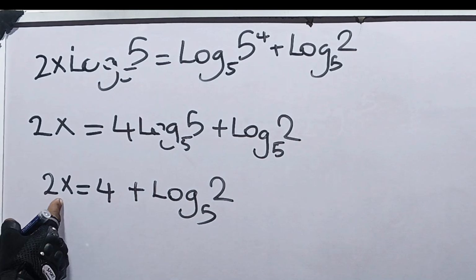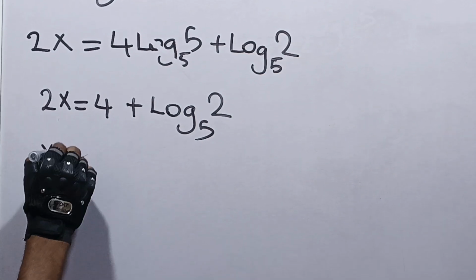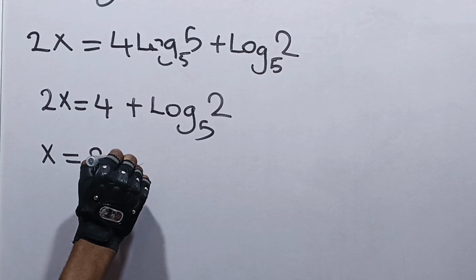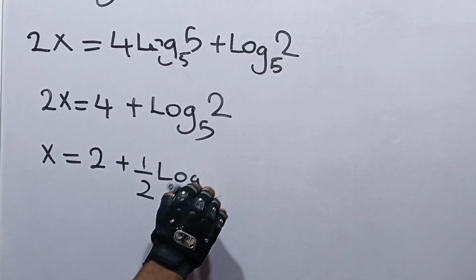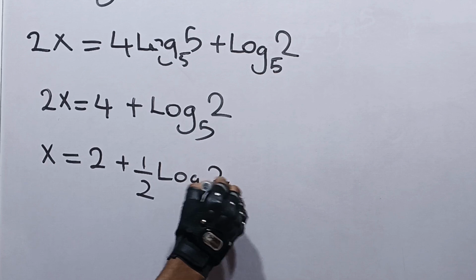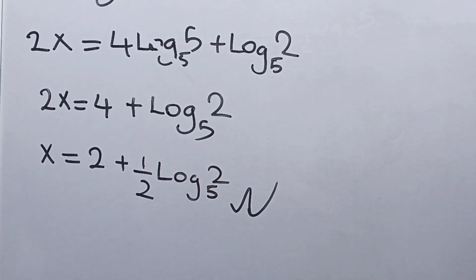Again, dividing each term by 2, we have that our x here will be equal to 4 divided by 2, which is 2, plus 1 over 2 multiplied by the logarithm of 2 to base 5. And this becomes the final answer to this question.